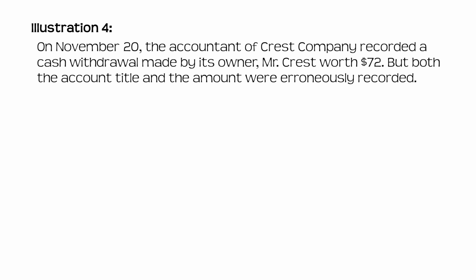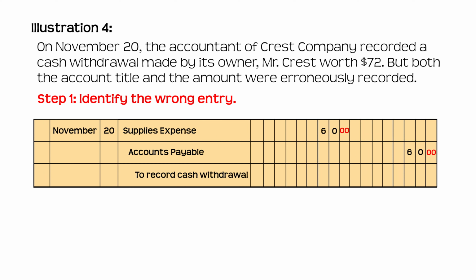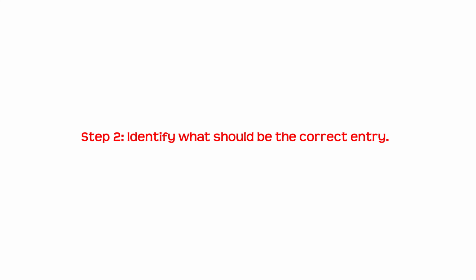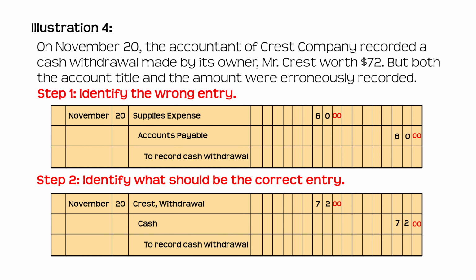Using the same example, Crest erroneously recorded both the account title and the amount. The journal entry made by Crest is a debit to supplies expense and a credit to accounts payable worth $60. But the correct journal entry is supposed to be like this.